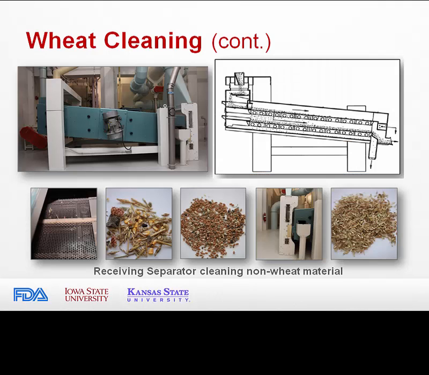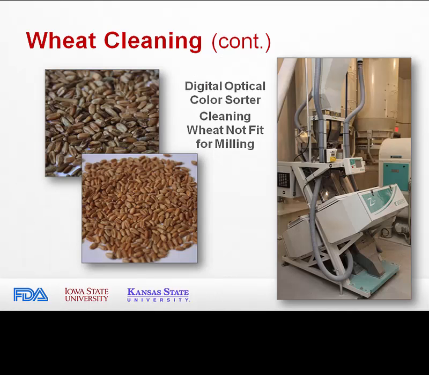The receiving separator has multiple passes to remove large contaminants on the top deck, smaller debris on the sand screen, and light debris in the aspirator section. Color sorting then uses digital cameras to evaluate color imperfections and remove rejected wheat and foreign material with a short blast of air so that only cleaned, color-sorted kernels remain.